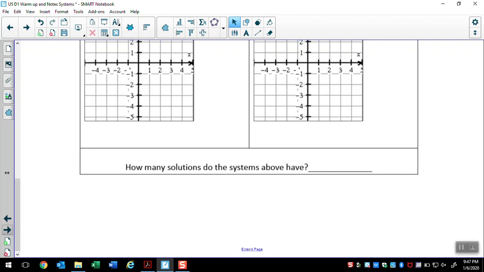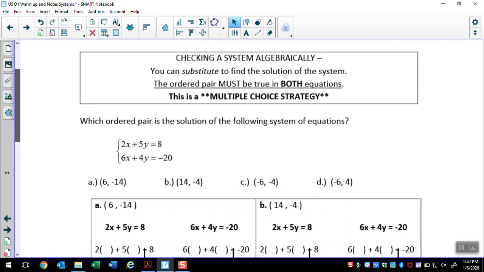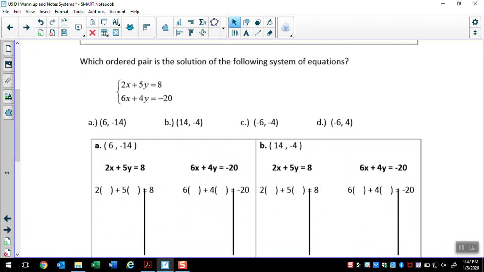Okay, let's go to the next page. Sometimes you're asked to verify a solution in a system. So here we have a system of equations. We need to figure out which one of these ordered pairs is a solution to that system. To do that, we're going to take them one at a time and work through each ordered pair.